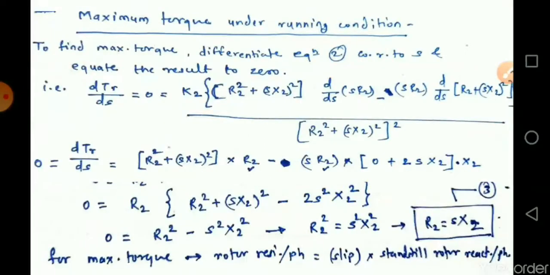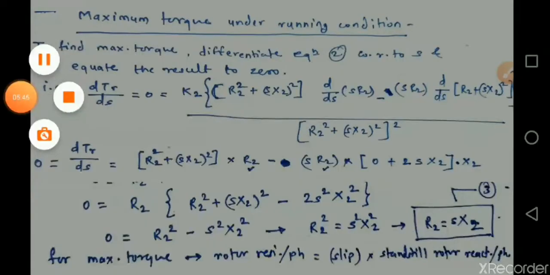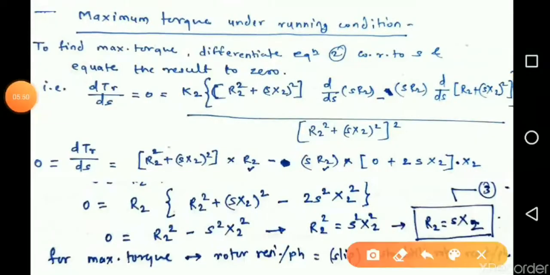So now we'll discuss the maximum torque under running condition. That is, we're going to derive at what condition we get the maximum torque at running condition. To get this maximum torque under running condition, we can differentiate the previous equation number 2 with respect to slip and equate that result to 0.